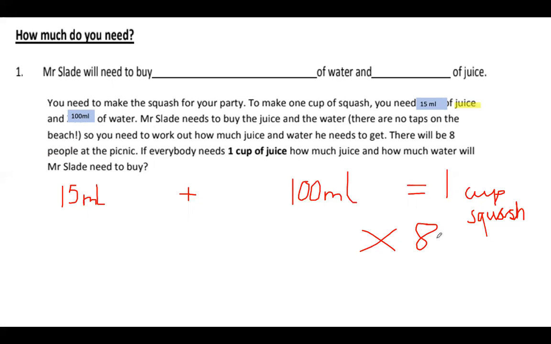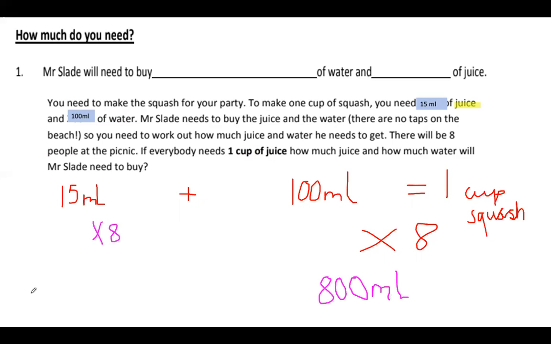Now we need to figure out, so how do we do that? Well, let's start here because I'm here. 8 times 100. Well, you can count up in hundreds. So 100, 200, 300, 400, 500, 600, 700, 800. That's 800. He'll need 800 milliliters of water. Remember, let's put our units of measurement as well. Then we'll need to do the same thing to 8 times 15.